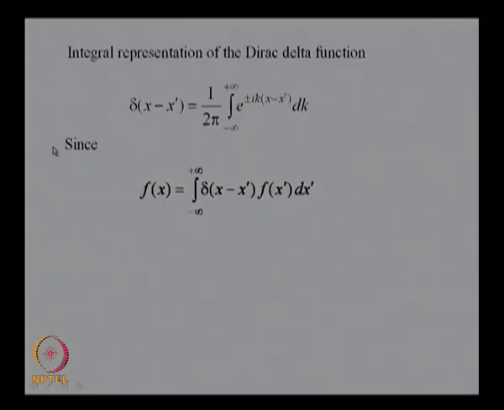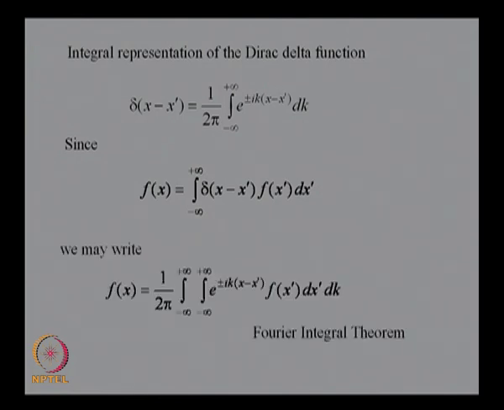So, this is my integral representation of the Dirac delta function. Any arbitrary well behaved function, if I integrate after multiplying by delta of x minus x prime, I will get f of x. Then I substitute for delta of x minus x prime from this equation, and we obtain this double integral. This integral is known as the Fourier integral theorem. I can have either of the signs. I can have a plus sign here or a minus sign here.